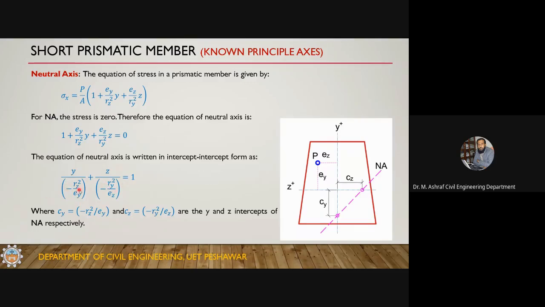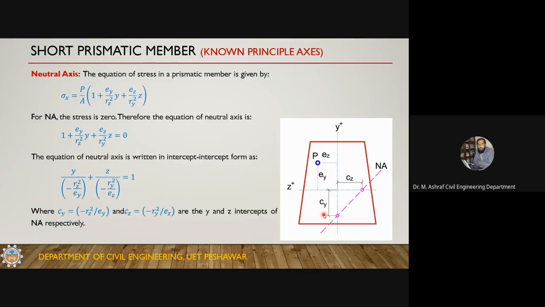So these do not depend on the magnitude of the load. They depend on the eccentricity. So the position of the neutral axis depends on the eccentricity, not on the magnitude of the load. If you plot these intercepts and join them, this will give you the neutral axis. So now the neutral axis has shifted and also rotated. The neutral axis has both shifted and rotated.